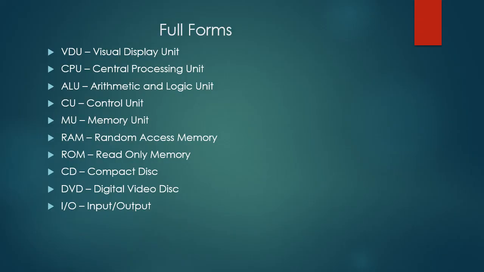Then we have RAM, and I already told you RAM stands for Random Access Memory. Then we have ROM. ROM stands for Read Only Memory. Then we have CD, and CD stands for Compact Disc. DVD stands for Digital Video Disc. And the last is IO. IO stands for Input or Output.